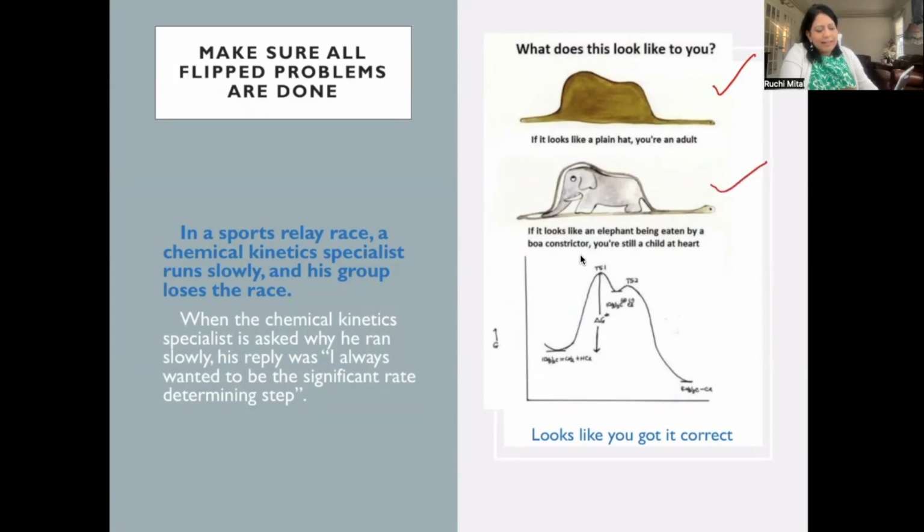But if you look at this and you say it looks like that the first step over here has a much higher activation energy than the second one, therefore this is the rate determining step.